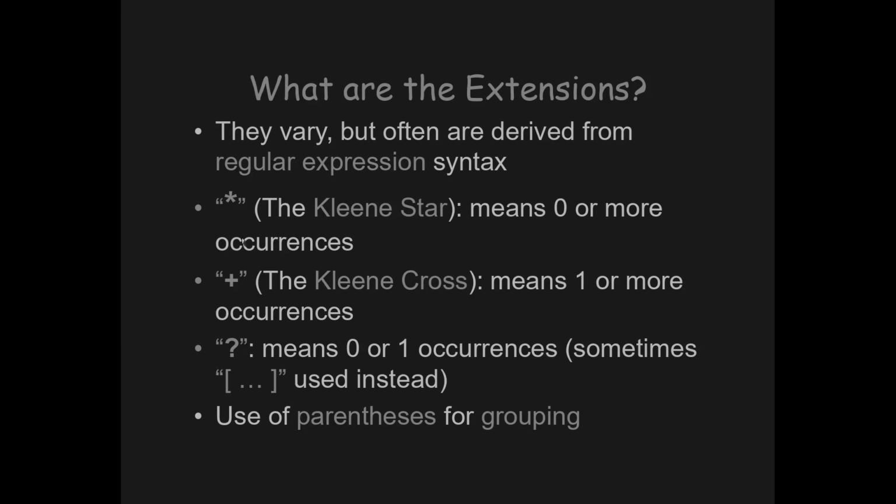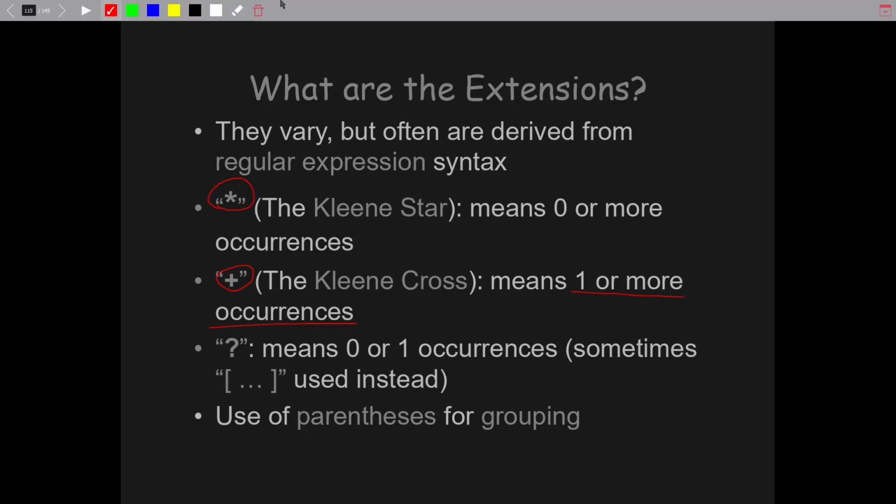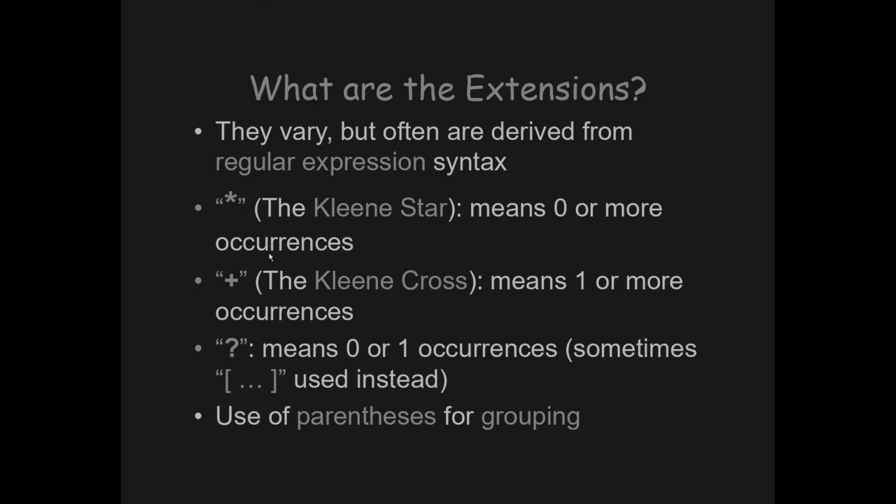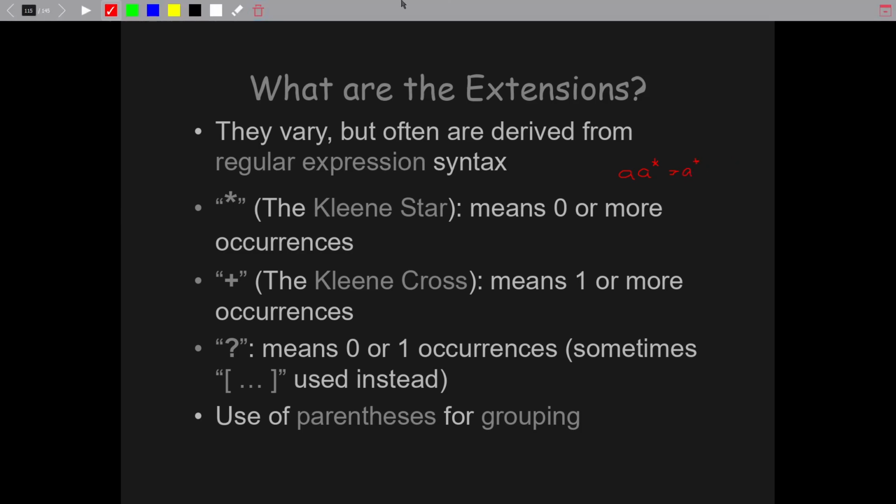So the extensions are the star, the Kleene star, the Kleene cross, which means one or more. I think I just glossed over this when we went over it before, but A star is the same thing as A plus, okay? Just to be clear. So at least one A. That's the point here.